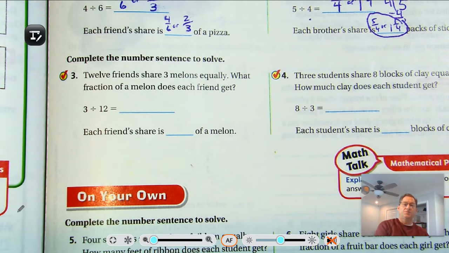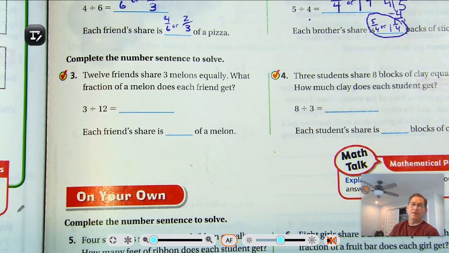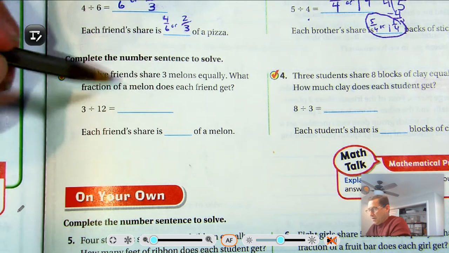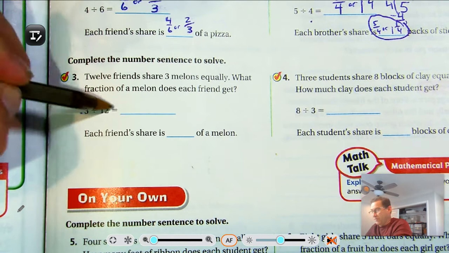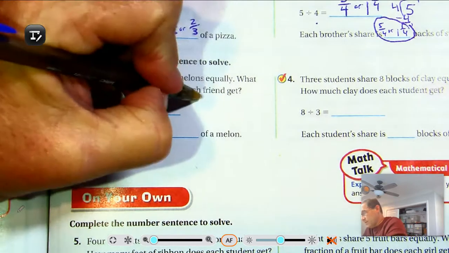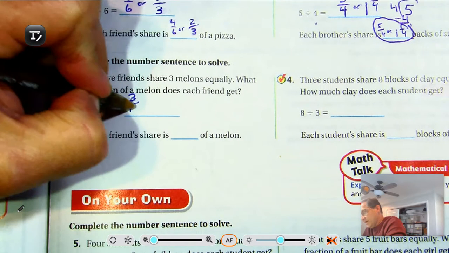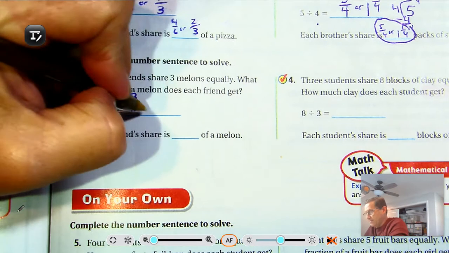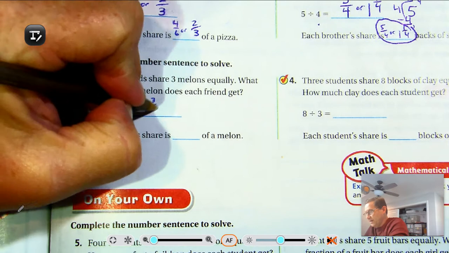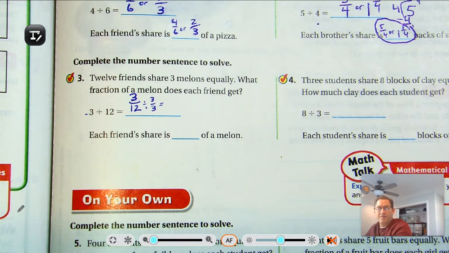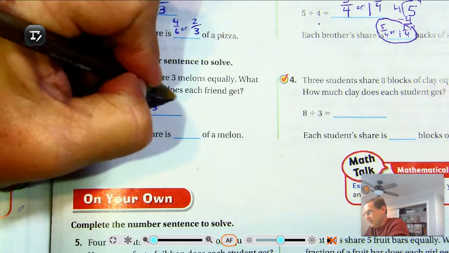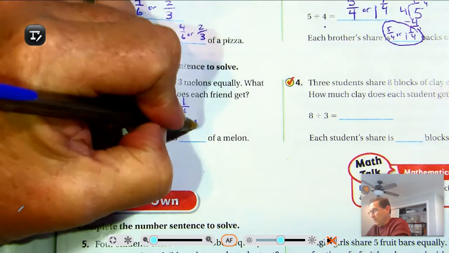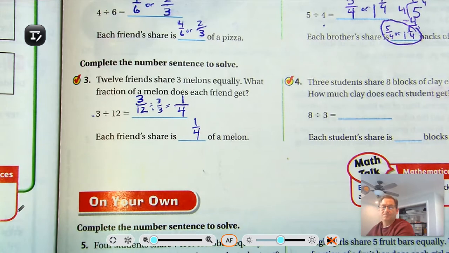Number 3, 12 friends share 3 melons equally. What fraction of a melon does each friend get? So we have 3 melons shared with 12 people. So we'd have 3 divided by 12. Well, we can reduce 3 divided by 12 by dividing each of the numerator and denominator by 3. 3 divided by 3 is 1. 12 divided by 3 is 4. So each friend is going to get 1/4 of a melon.